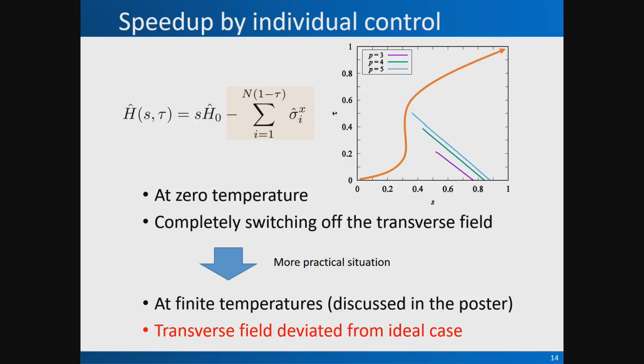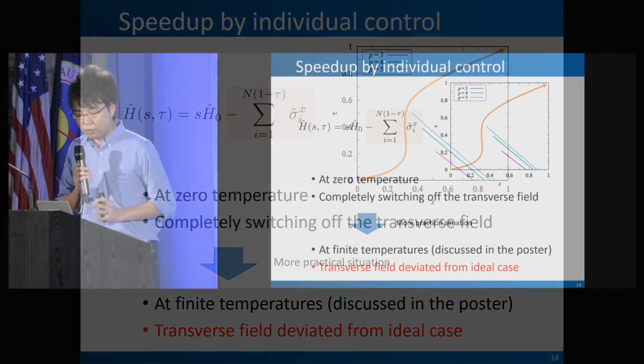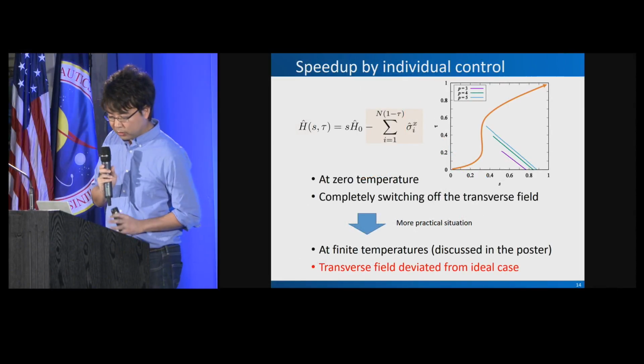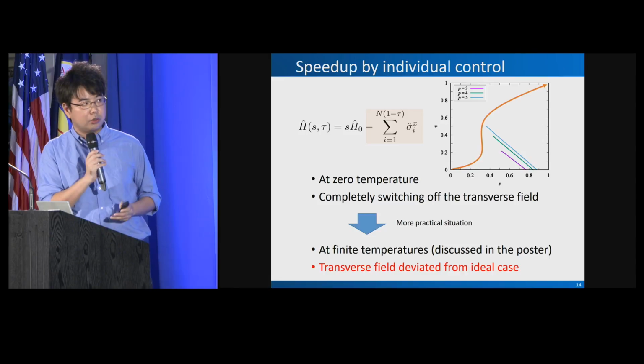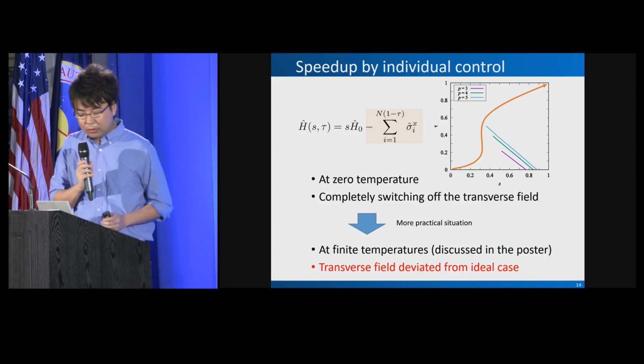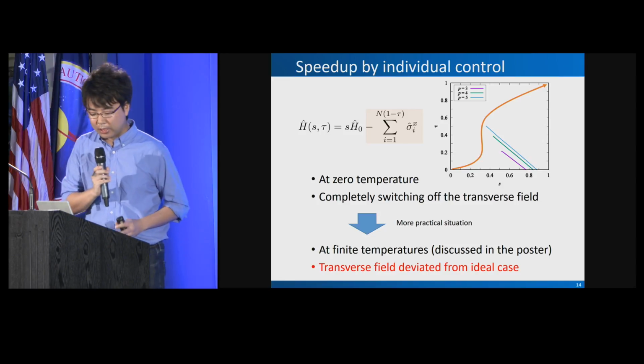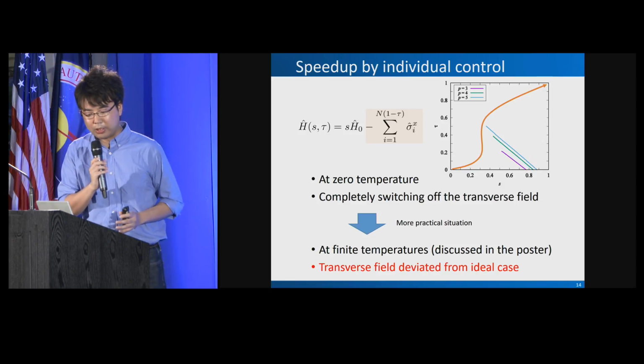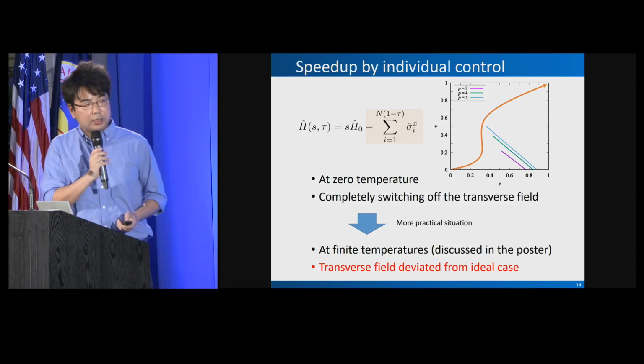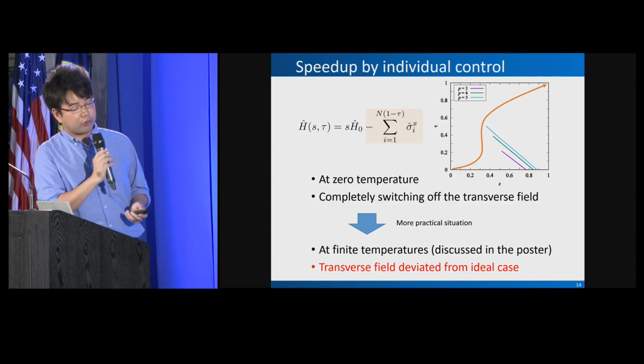So, as I showed you, by using the individually controlled transverse field, we can accelerate the quantum annealing. But in these results, we assume the zero temperature case, and that we completely control the transverse field. So from now, we consider the non-ideal case. For example, the finite temperature case, or where the control of the transverse field deviates from the ideal case. The case of finite temperature we discussed in the poster.